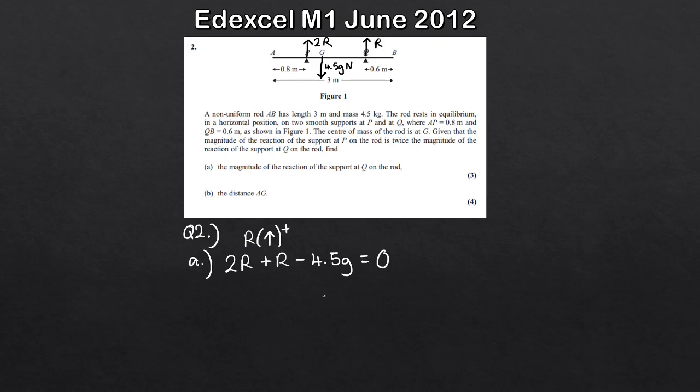Now what I'm going to do is just solve here. Remember, we just want to find the value of R, so that's all we're going to do. So 2R plus R, that will be 3R, minus 4.5G. I'm going to take that onto the other side, because we want to solve this. So that's 4.5G, and therefore to get R, we just simply divide by 3. So 4.5G divided by 3, we just get 1.5G newtons there.